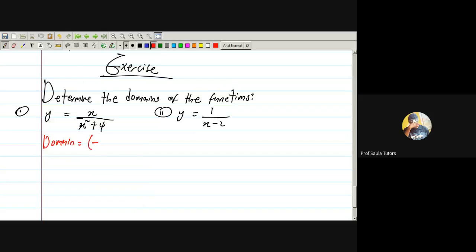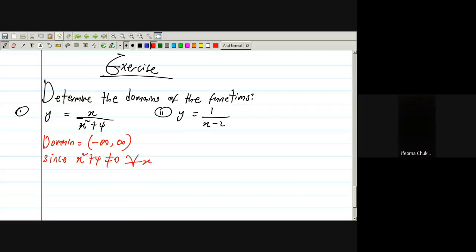You can say from minus infinity to infinity, the set of all real numbers, or you write it in words. Are we together? Yes. So since x squared plus 4 is not equal to 0 for all x, there's no value you put in that will make it 0.